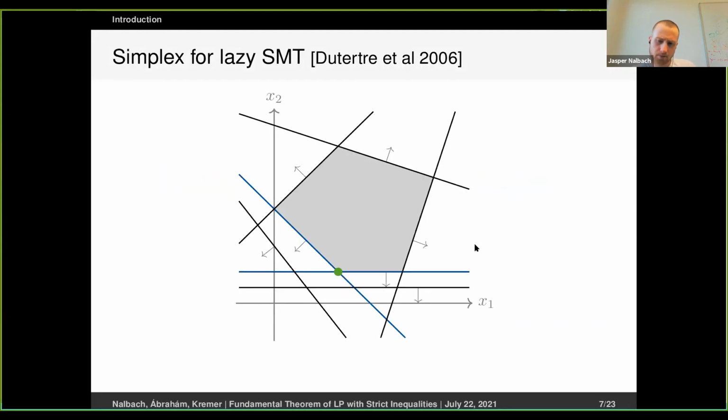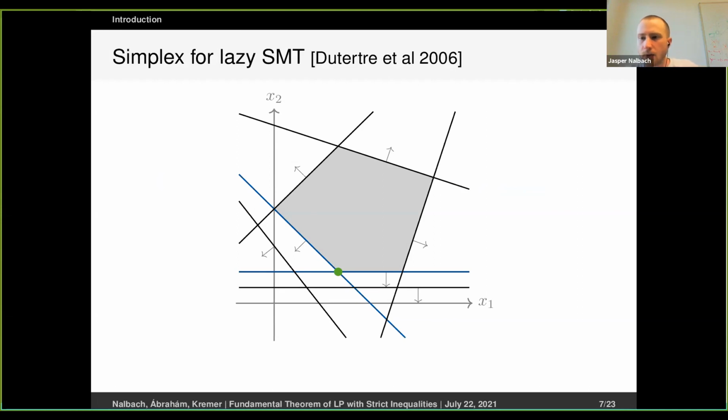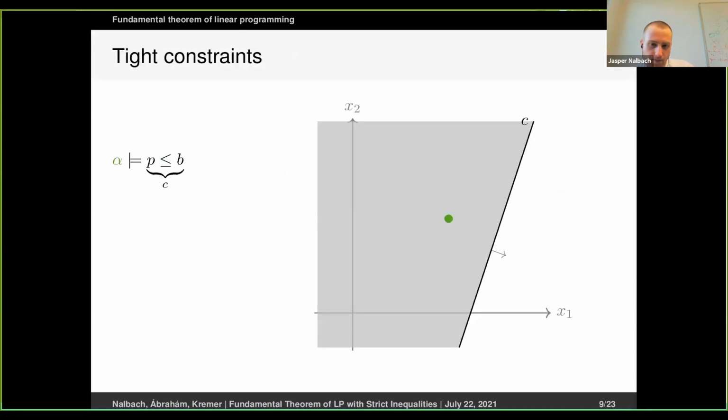Well, and these improvements are done by so-called pivot operations. Okay. So this was a short introduction on the context of our construction. And now let us see how we can first prove the fundamental theorem of linear programming for weak constraints.